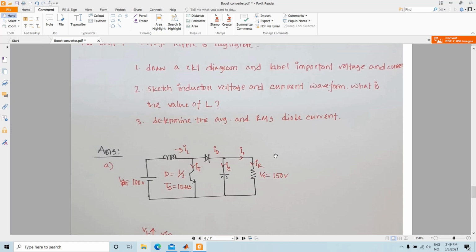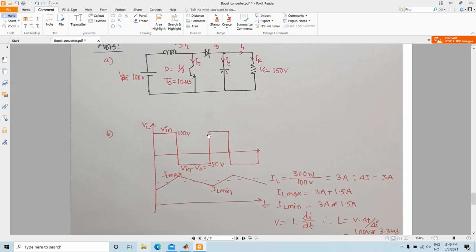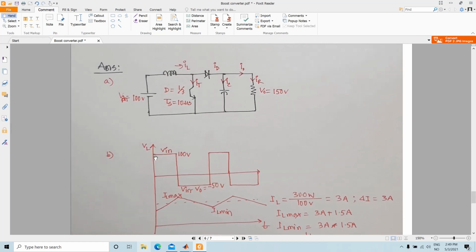Okay, in the next question it says sketch the inductor voltage and the current waveform. What is the value of the L? So the inductor voltage waveform is like this. During the on time, the inductor voltage is the same as the input voltage, so it should be equal to 100 volts. Whereas during the time when this switch is off, the inductor voltage is V in minus V naught, and V naught here is higher, so it will be minus 50 volt.